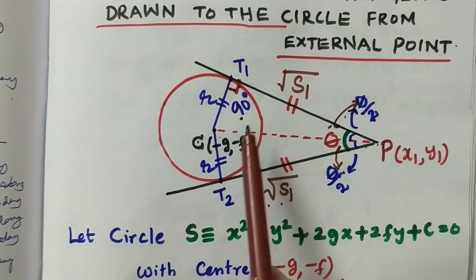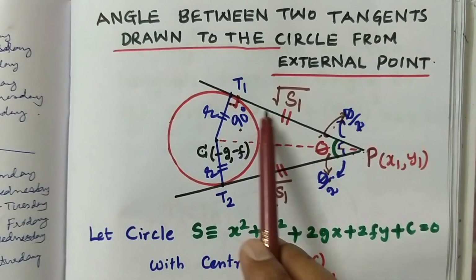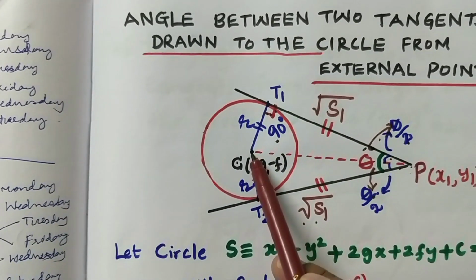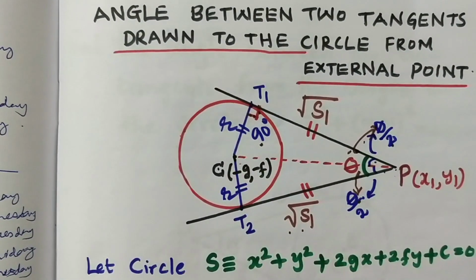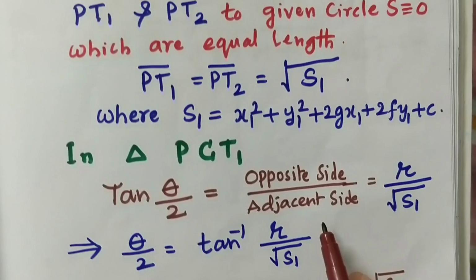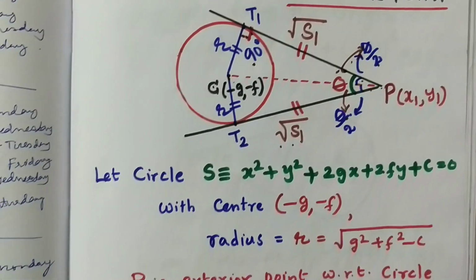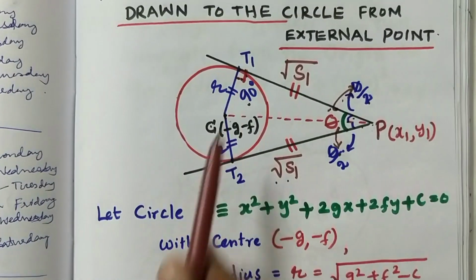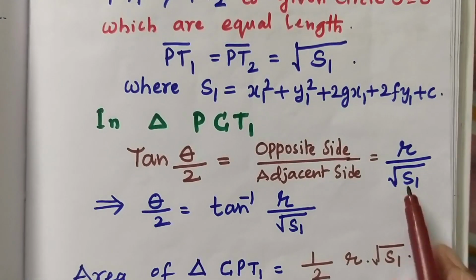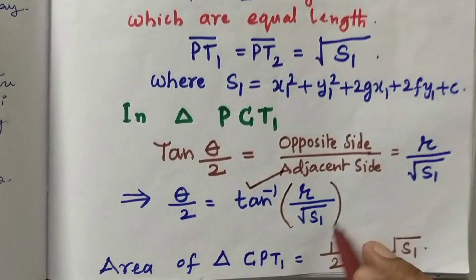In this triangle, this is called the hypotenuse. This one is the side adjacent to theta by 2. This one, at the 90 degrees, is called the height, or opposite to theta by 2. So tan theta by 2 is equal to opposite by adjacent. My opposite is CT1, that is the radius R, and PT1 is the adjacent side, that is root S1, the length of the tangent. So theta by 2 is equal to tan inverse of R by root S1.